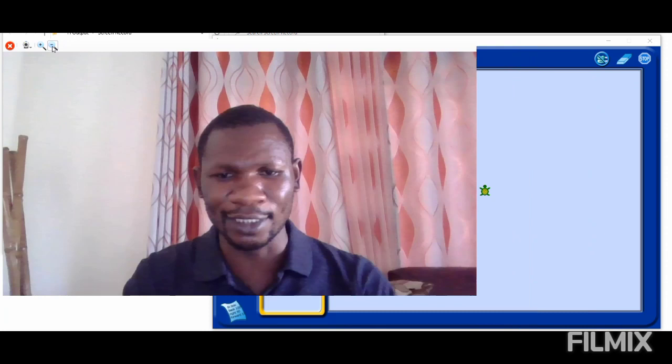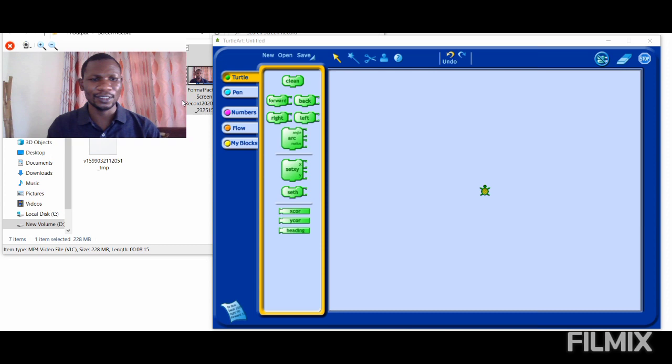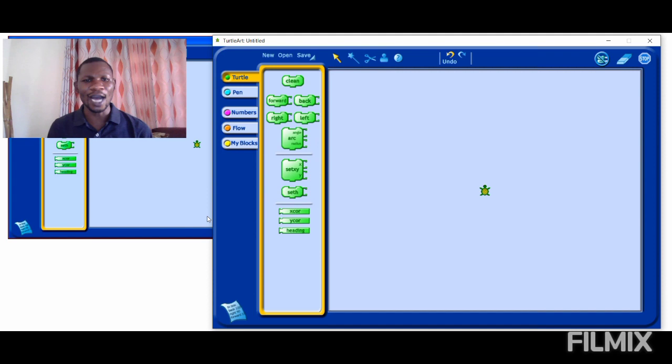The turtle art activity, as you can see, has some different features, and we start with explaining those features so that you can get familiar to them and use them properly. The first one, we won't explain all of them, we are going to explain some of them. The first one is forward.